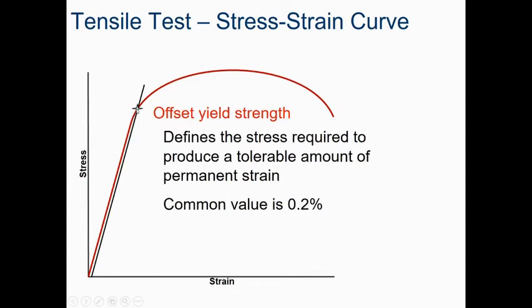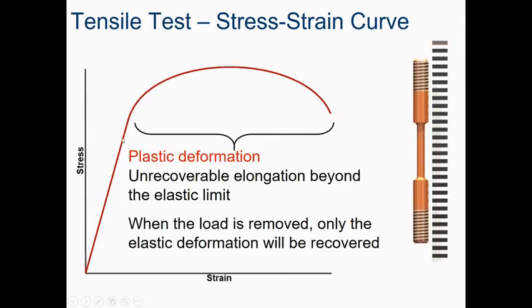Again, here we are at the top of that curve again. What this is saying is this idea of offset yield strength. We can't really identify the point at which this straight line turns into this curve. It's often very difficult to exactly point out where that is. So this offset yield strength is the point at which we can positively identify that a tolerable amount of permanent strain has occurred. So we can see that this has actually happened. This first part is what's called the elastic range.